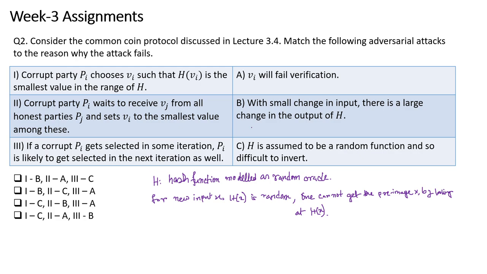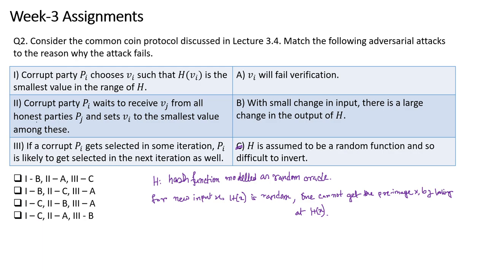Now, if one even wishes to choose vi in such a way that h of vi is the smallest, one cannot do that, because by instantiating h of vi first, one cannot get back a valid vi. That is prohibited by the security of a cryptographic hash function. So the answer is that h is assumed to be a random function and so difficult to invert. So 1 goes with C.